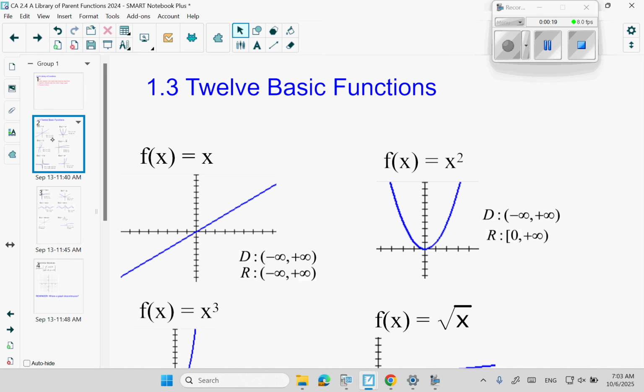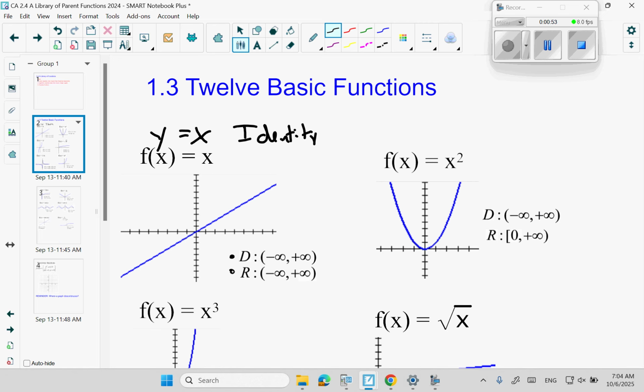So the first one: f of x equals x, which is basically y equals x, or f of x is the same thing as y. Now, if y equals x, then when x is 4, y is 4. When x is 5, y is 5, etc. We call this the identity function because they're the same. And you'll notice it's very linear in nature. We have no restrictions. The domain would be all real numbers, and the range is all real numbers.